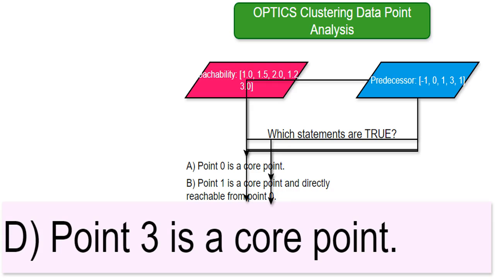I'm examining whether point 3 is a core point. Point 3's reachability distance of 1.2 suggests it might be a core point because it's relatively low. However, to be certain, I need to know the epsilon, EPS, value used in the algorithm, which defines the neighborhood radius. A lower reachability distance usually means a point is more densely surrounded by neighbors.